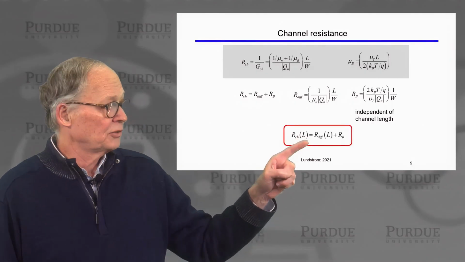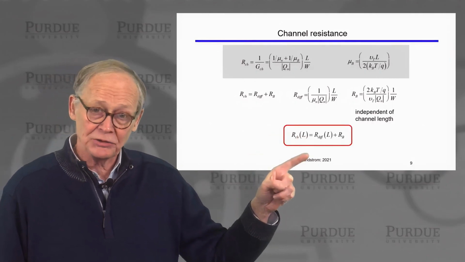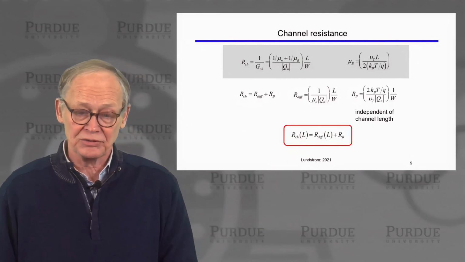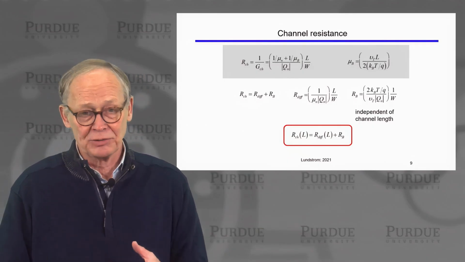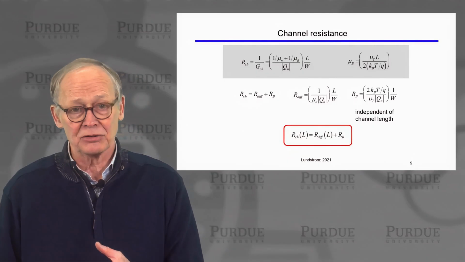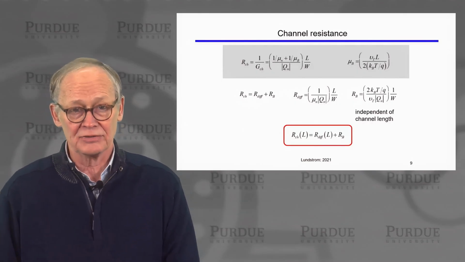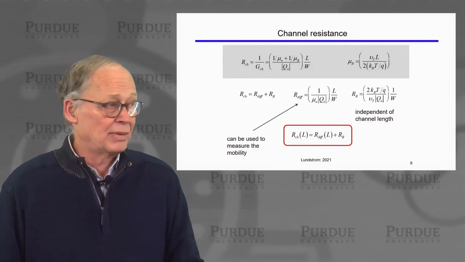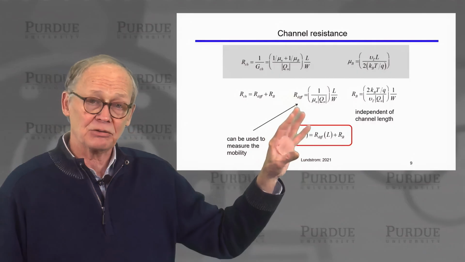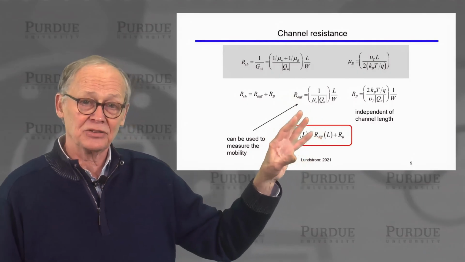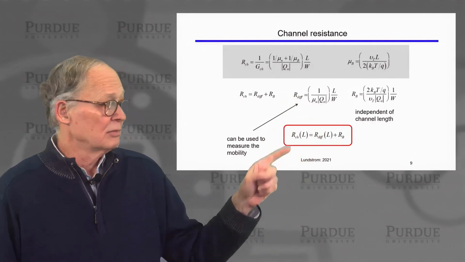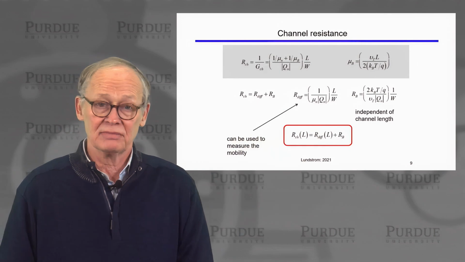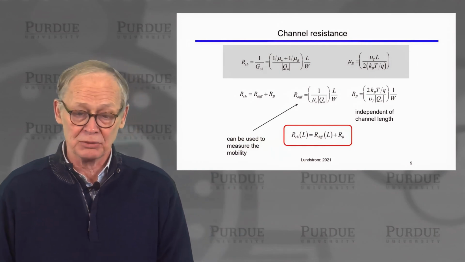Okay, so we deduce that if we measure a MOSFET, deduce its channel resistance, there will be a term that scales with the channel length, and there will be a term that is independent of channel length. By experimentally extracting the part of it that scales with channel length, we could measure the mobility. And that, in fact, is what people do.